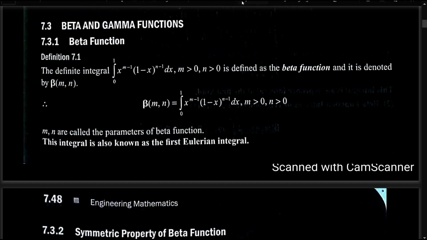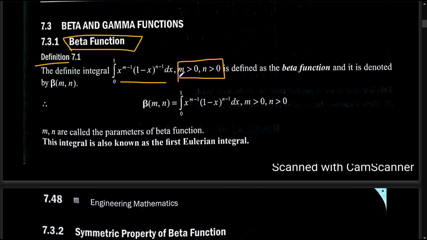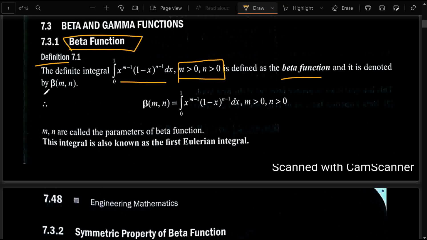In this video we are going to talk about the beta and gamma functions. So first, what is the beta function? Definition: the definite integral from 0 to 1 of x to the power m minus 1 into (1 minus x) to the power n minus 1 dx, where m and n are greater than 0. This condition is very important, guys. It's defined as the beta function and is denoted by beta of m comma n.